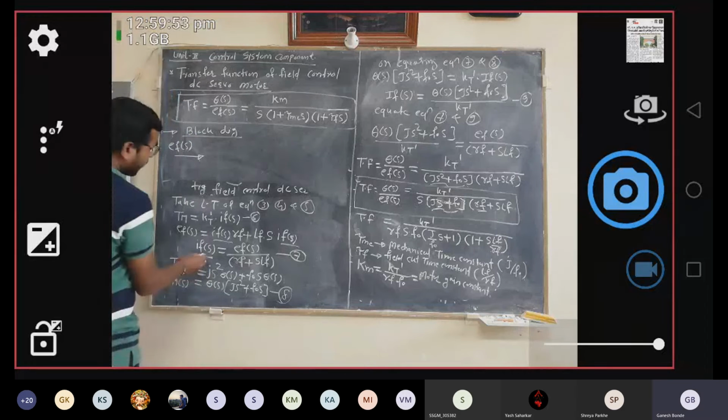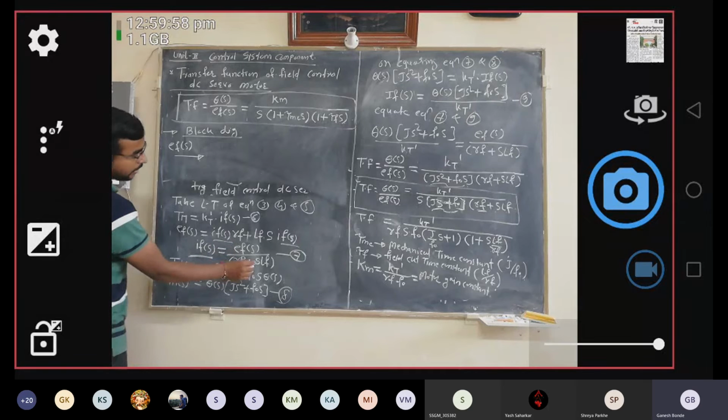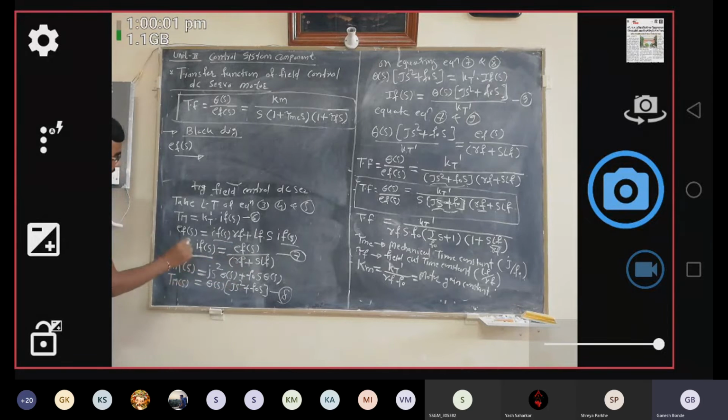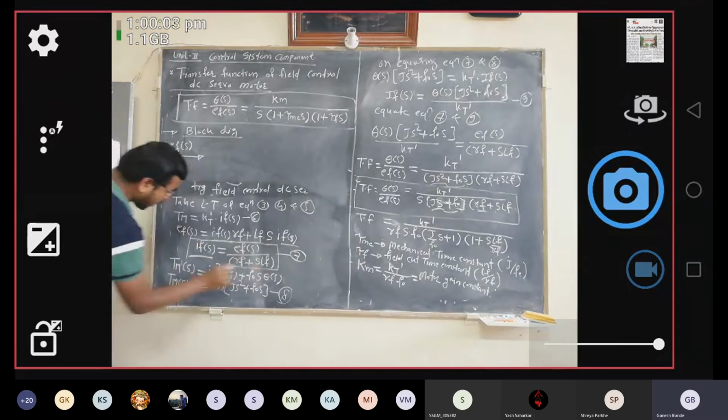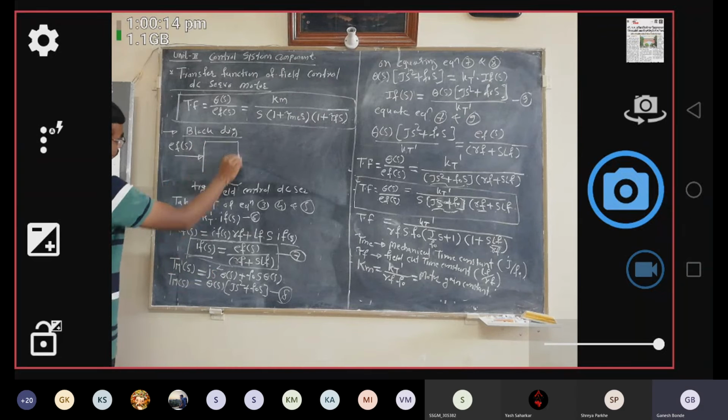Clear? So what is the expression for IF? IF is equal to EF of S upon RF plus S times LF. So how is the block diagram representation of this equation 7? What will the block diagram be? EF of S is multiplied by what? What is the transfer function of this block? Tell me the transfer function of this block. What will come?